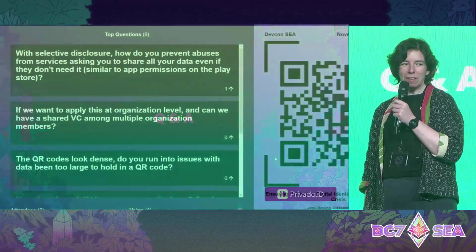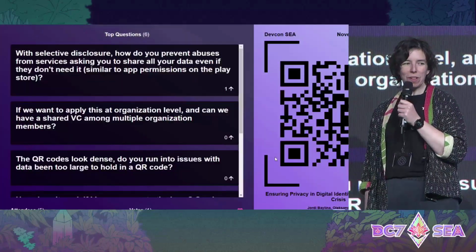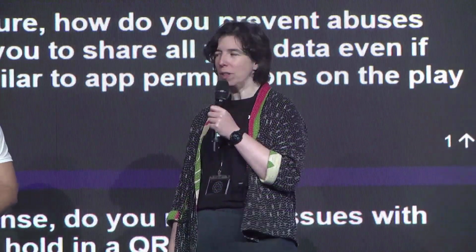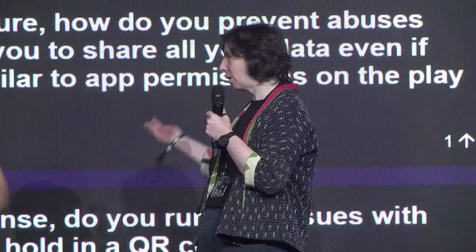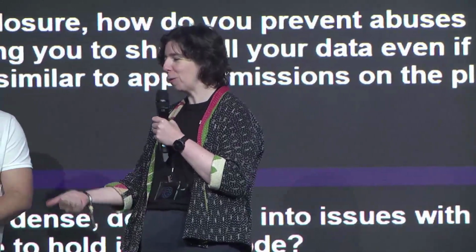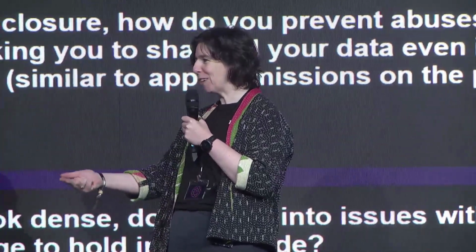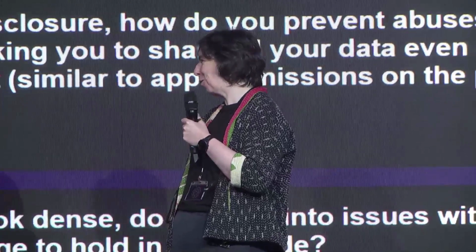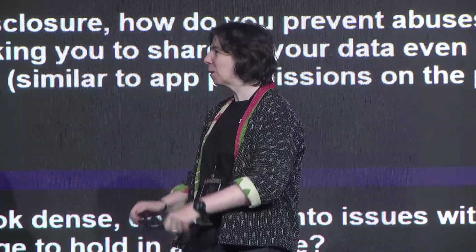So with selective disclosure, how do you prevent abuses from services asking you to share all your data, even if they don't need everything? Like I think the example with the passport is a nice one. Why not just say, okay, what's your passport number and your date of birth and your first name and your last name and the code, everything like this? So how do you prevent this?